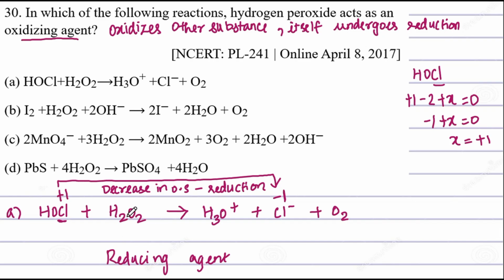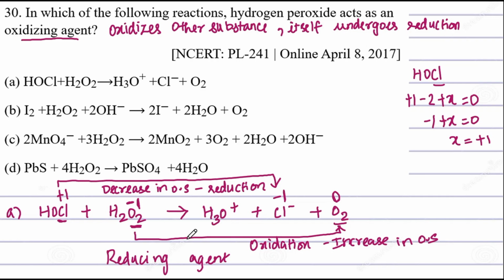Now let us see the oxidation state change in hydrogen peroxide. So we know in hydrogen peroxide the oxidation state of oxygen is minus 1. Now if you see the product, elemental oxygen is present, dioxygen. So in its free state, the oxidation state of oxygen is 0. So from minus 1, it is increased to 0. So an increase in oxidation state is oxidation. In hydrogen peroxide, the oxidation state changed for oxygen from minus 1 to 0, which is an increase in oxidation state. So itself it underwent oxidation, but the rule is it should undergo reduction. So the first option is not correct.